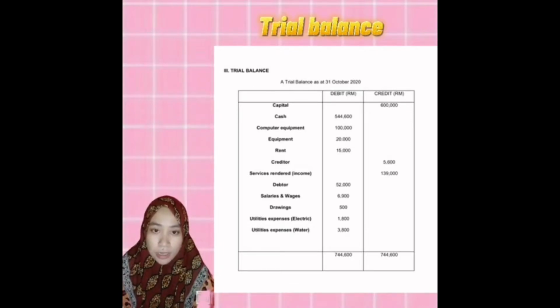The total balance for debit and credit we got is 744,600. This is the balance for the trial balance.